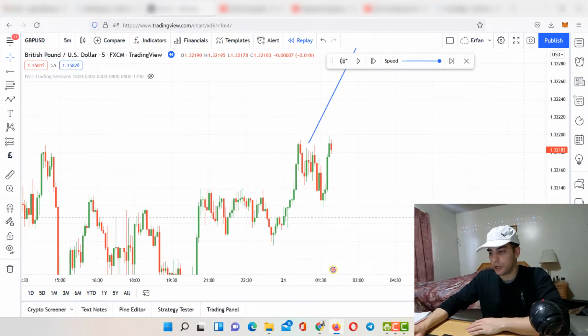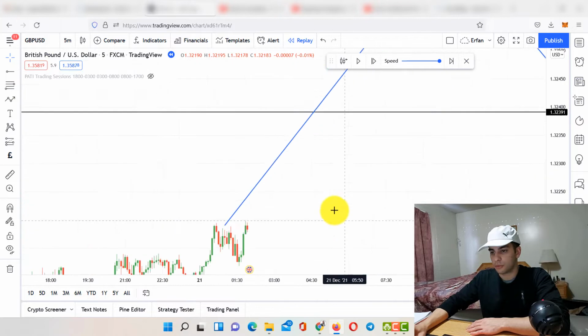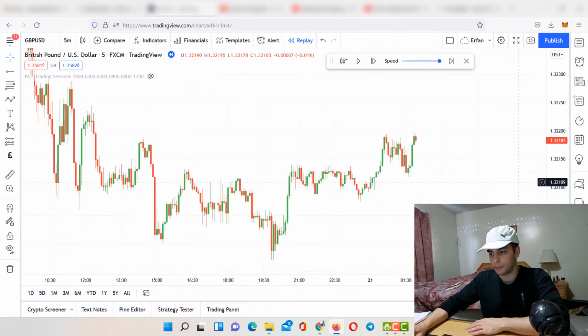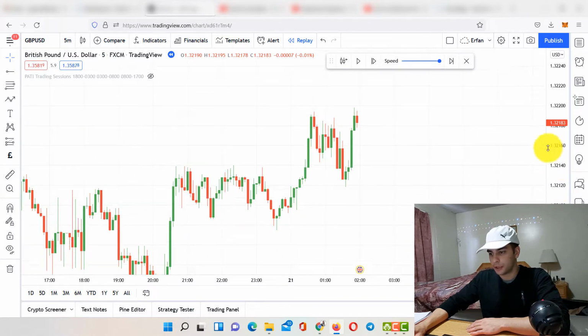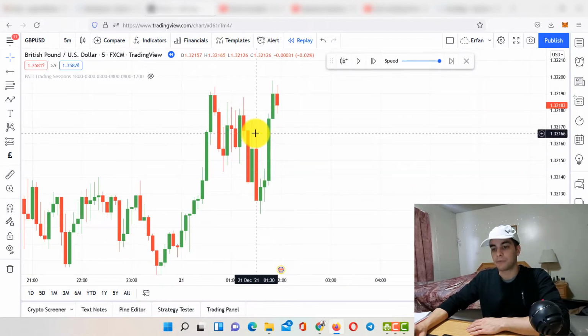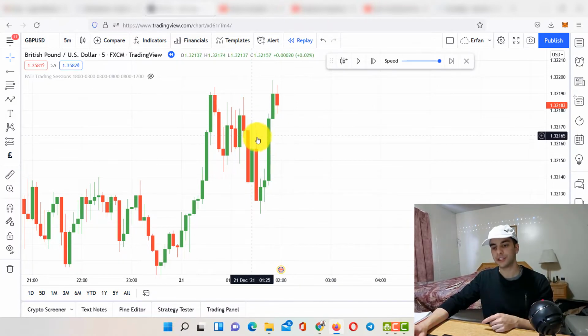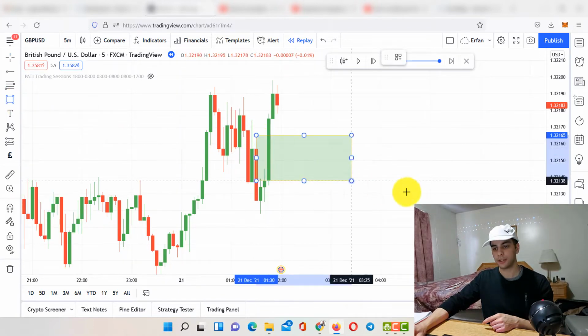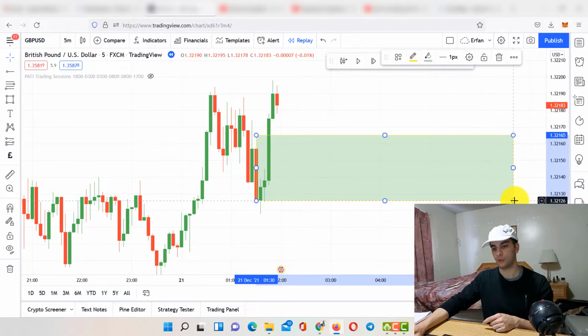For example, let me just remove this path right here, not to distract you. It's in a 5-minute time frame. If you zoom in, you see that we have a big bullish engulfing pattern right here, and the first red candle before this spike is right here. So if I want to put my rectangle right here, you see that we clearly have an order block.